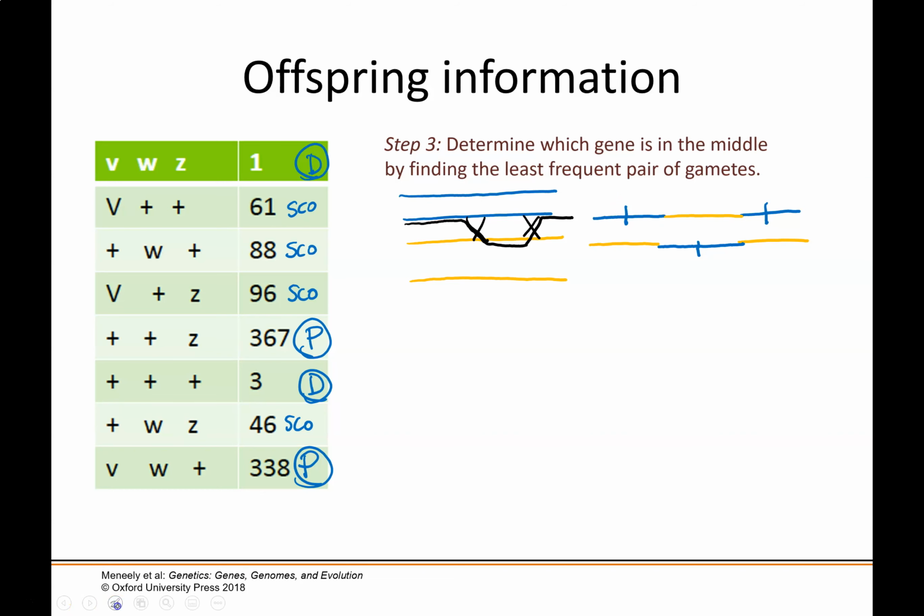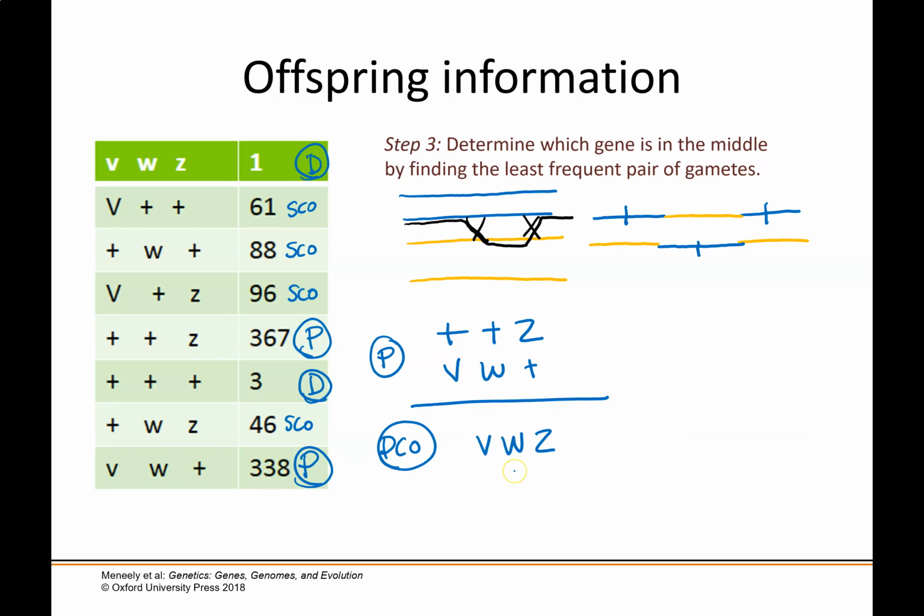So our parental set was plus Z and VW plus. Those are our parentals. Now our double crossovers are going to be VWZ and plus. So if we look at this, and I might actually write this the opposite way so we can see what has actually changed. You don't have to do this, but it might help you. You'll see why in a minute.